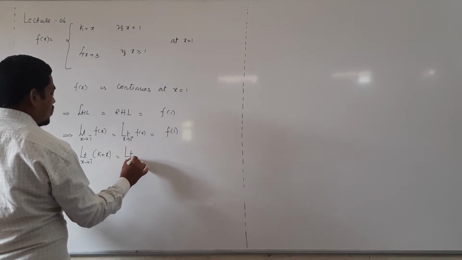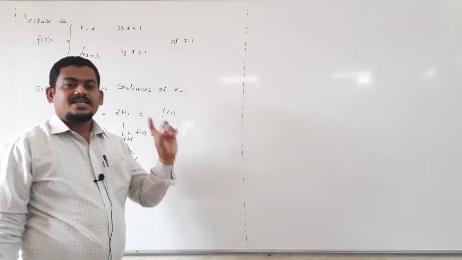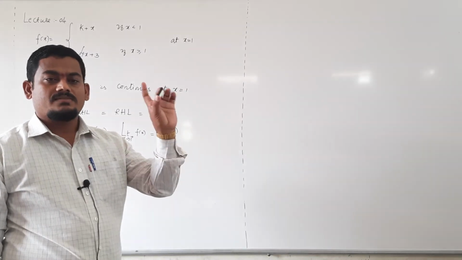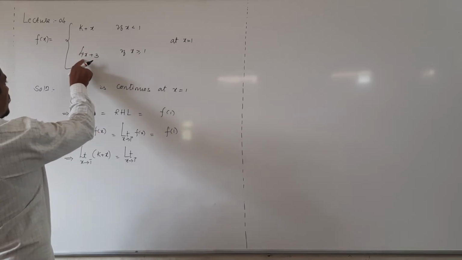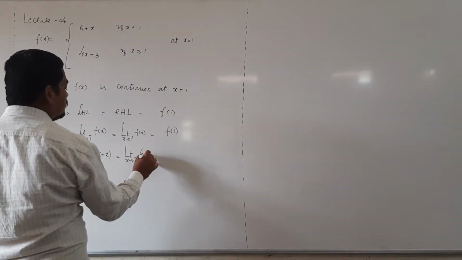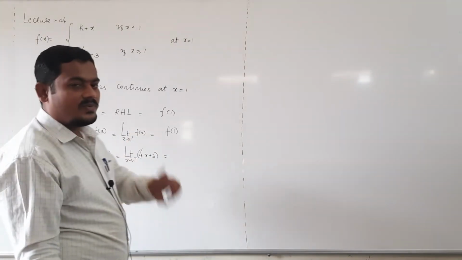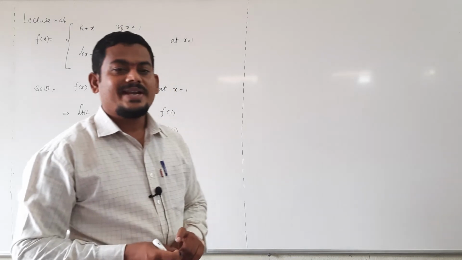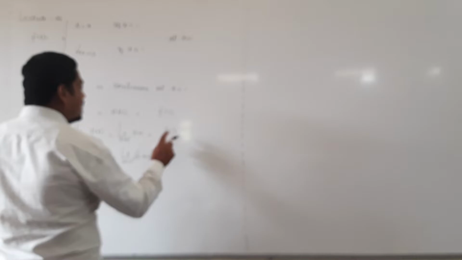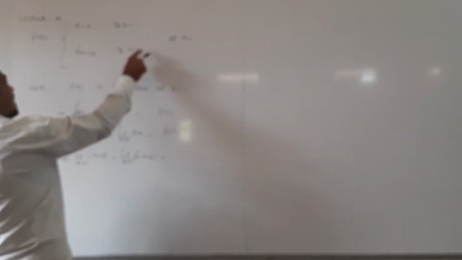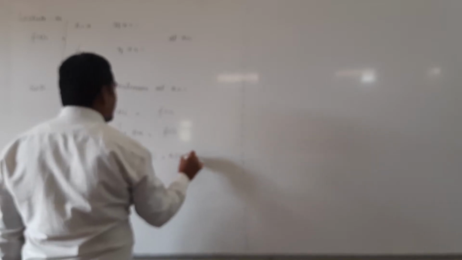That equals limit extending to 1 plus. Extending to 1 plus means x value more than 1. Once x value is more than 1, the function is 4x plus 3. Then what is f of 1? For finding the functional value, when x is equal to 1, f of x is 4x plus 3, then 4 into 1 plus 3.